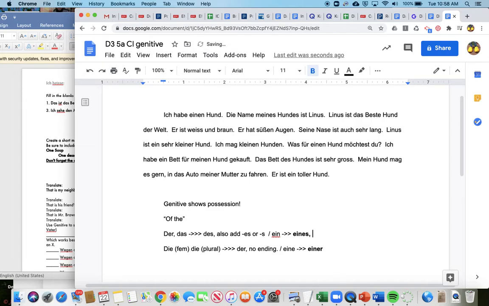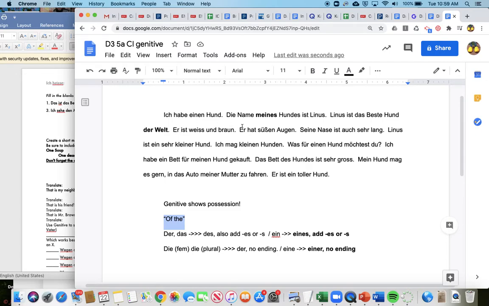It would have to get an es for one syllable or s for multiple. No ending on these feminine and plural. So up here, meines would be genitive. Linus ist das beste Hund der Welt. This is actually genitive right here, der Welt. Why? Welt is usually die. And what we're saying here is Linus is the best dog of the or in the world. And contained in there, in that der, is that of the or in the.